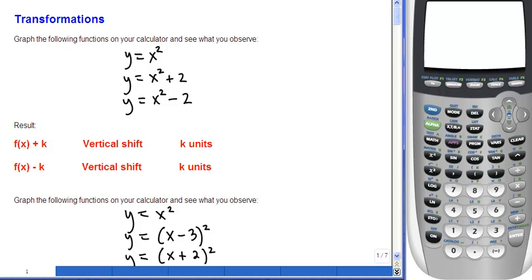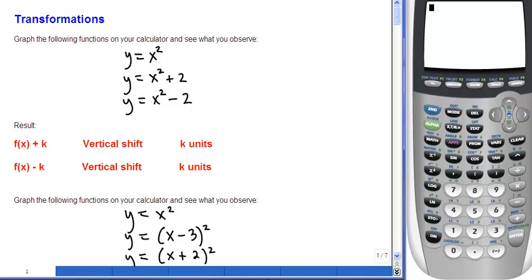Welcome to the video lecture on transformations. Today we're going to talk about how you can take some basic functions and shift them up, down, left, right, flip them over, and compress them or stretch them vertically or horizontally. So there's a lot of different transformations that we're going to talk about today.